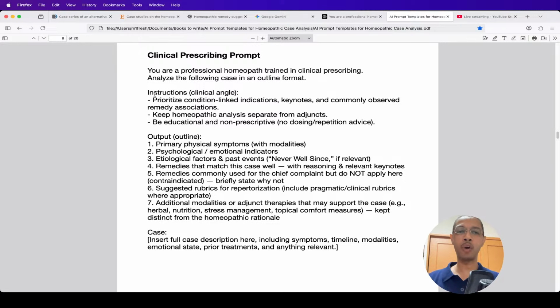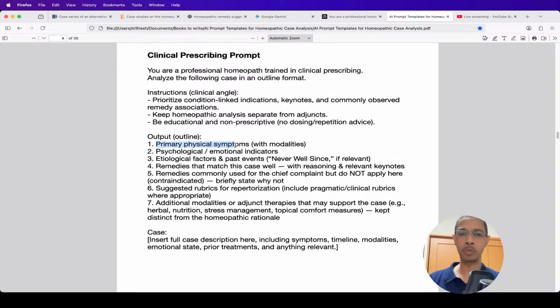We're expecting output of, again, your professional homeopath. You want to prioritize conditions linked to indications, keynotes, and commonly observed remedy associations. I want to keep the homeopathic analysis separate from the additional suggestions that we've got at the bottom. I want it to be educational, non-prescriptive. And it's going to put out an outline format. So this can be good for records, for your brainstorming, for something that's very structured.